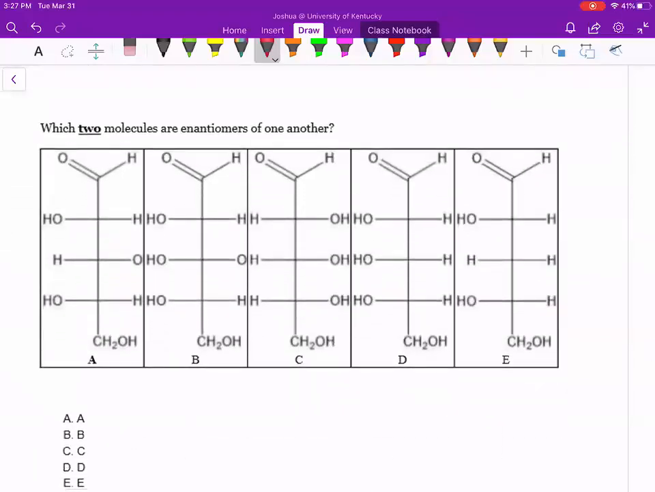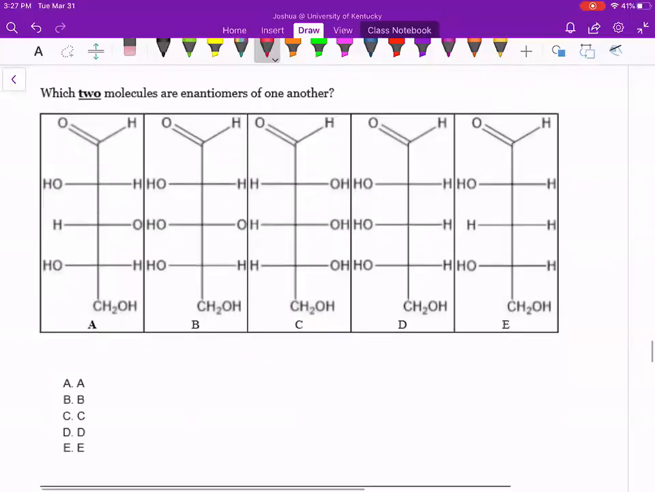Which two molecules are enantiomers of one another? You had to pick 2. C, D, OH, OH, mirror images.